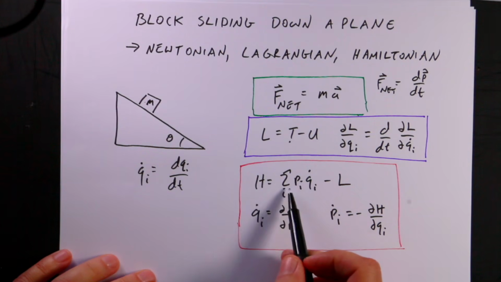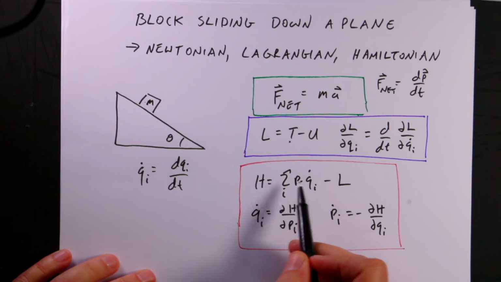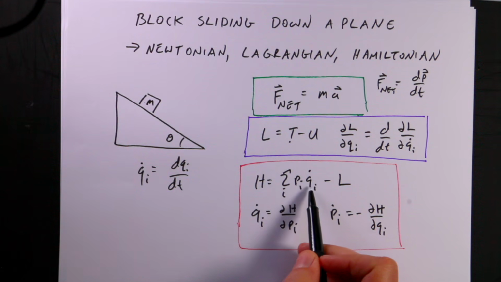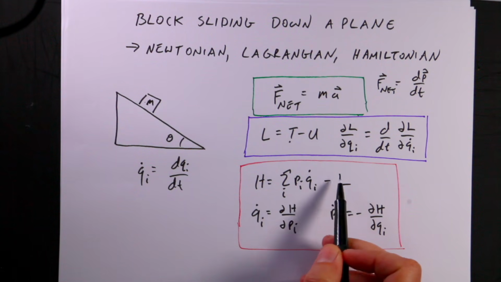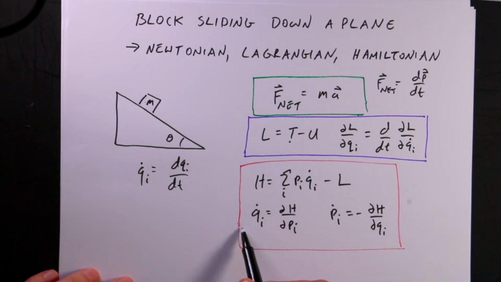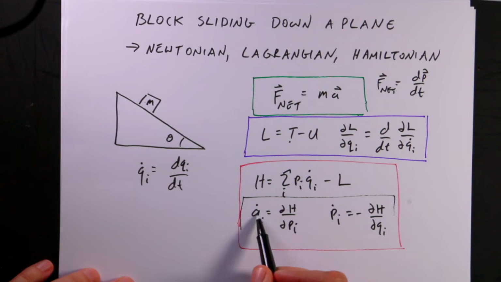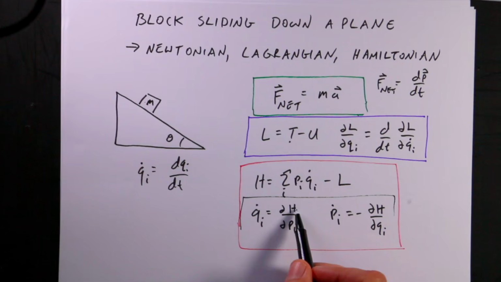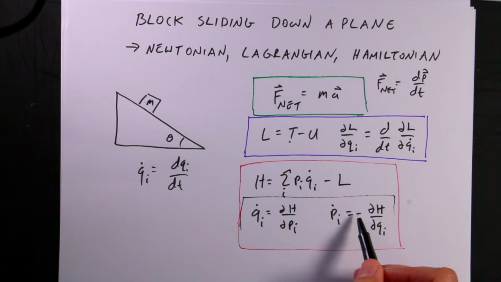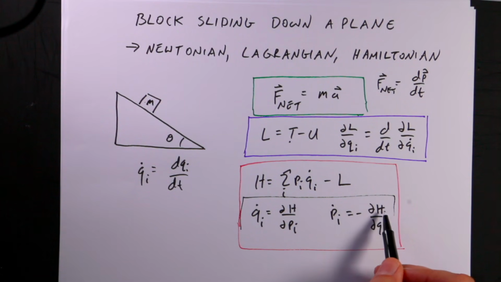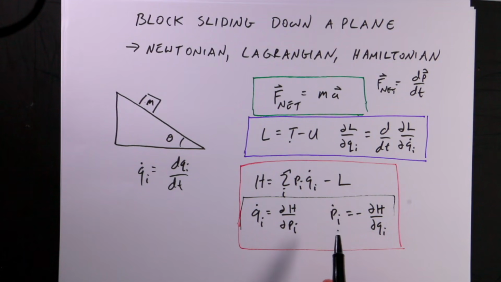And so from that, I add up all the generalized momenta times the velocities minus the Lagrangian to get the Hamiltonian. And then I have two equations. The velocity qi dot is equal to the derivative of the Hamiltonian with respect to the momentum, and then the derivative of the momentum, p dot, is the negative partial of the Hamiltonian with respect to qi. So we have these two equations.